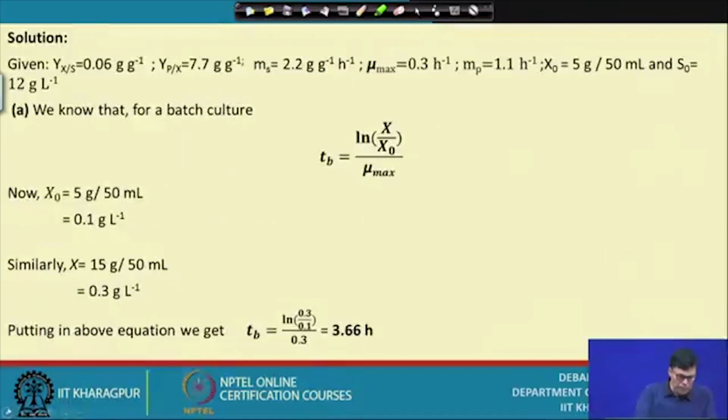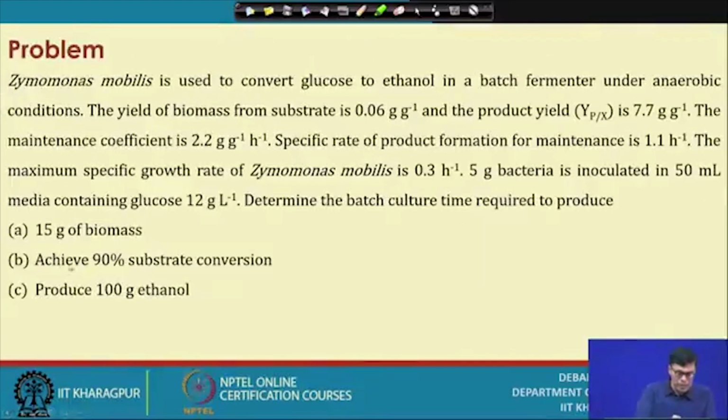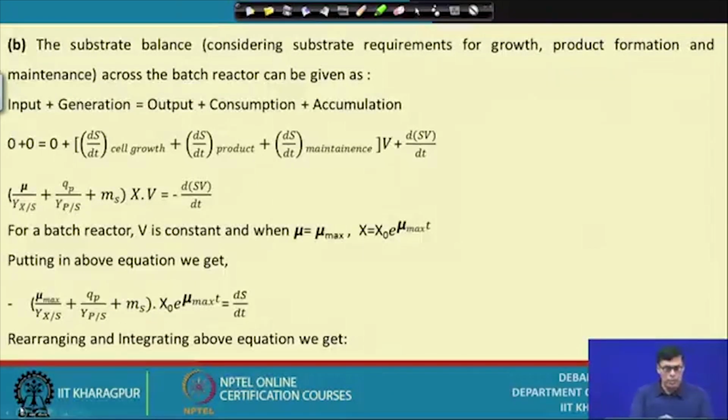Now if you look at the second part, the first part is: what is the time required to get 50 grams of biomass. The second part is: what is the time required to get 90% substrate conversion. Let us see how we can solve this.